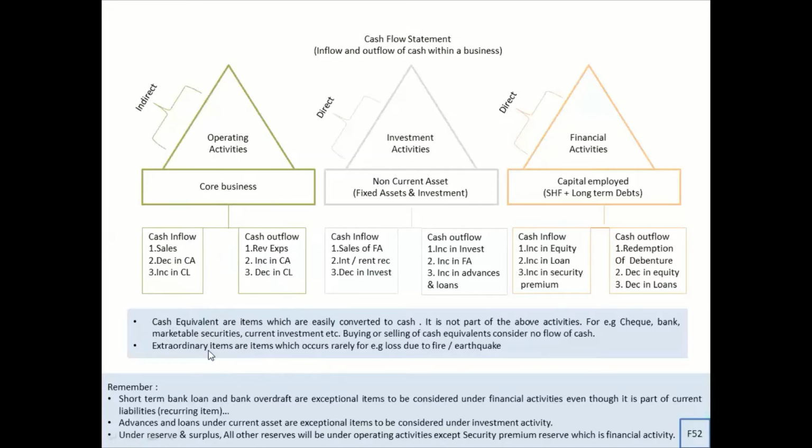Then there is something called an extraordinary item. It comes generally in your theory part, or maybe in the viva at your school. Extraordinary items, what does that mean? An item which occurs rarely, once in a blue moon, like loss due to fire or earthquake. All right. Now, apart from all these things, let us understand some exceptional cases.